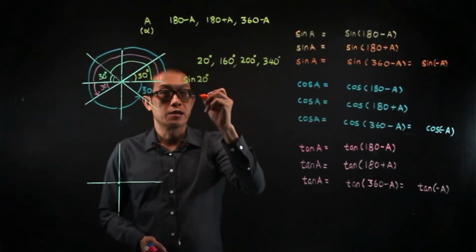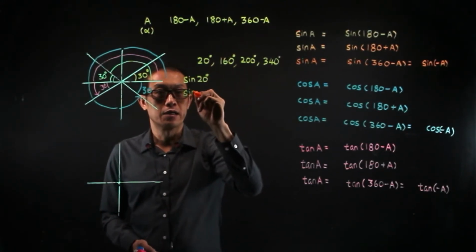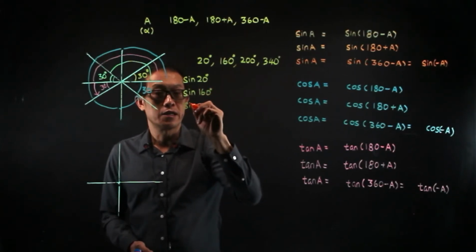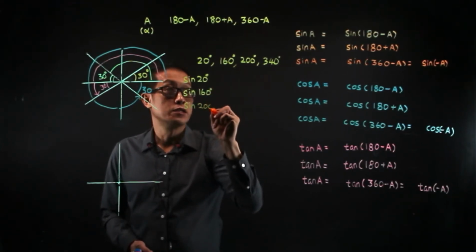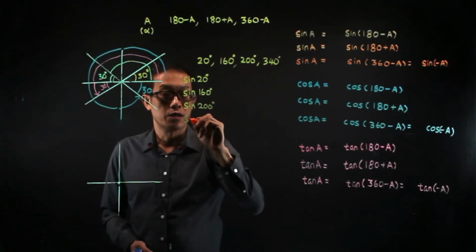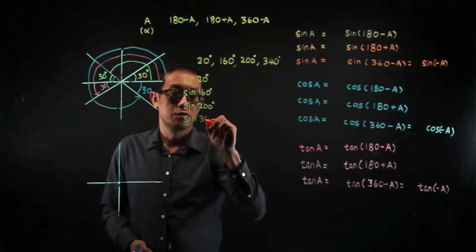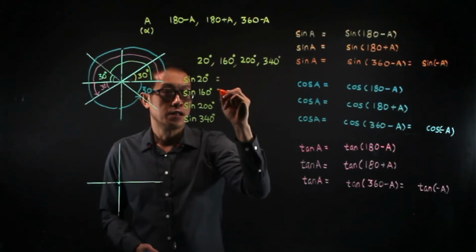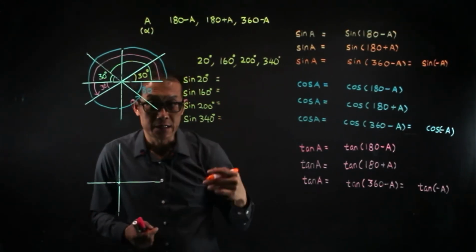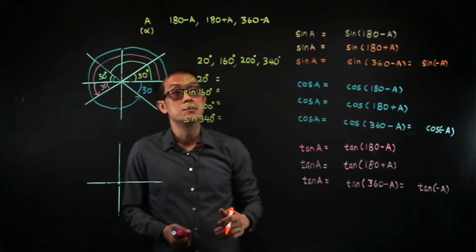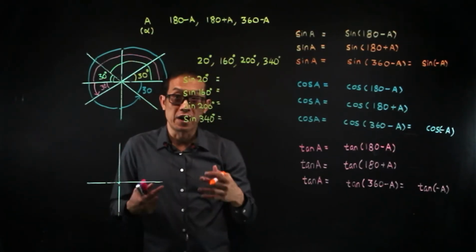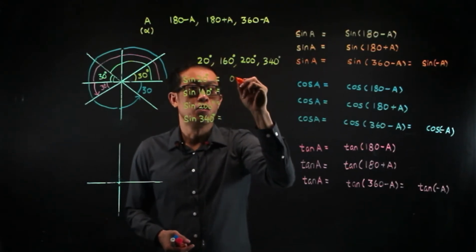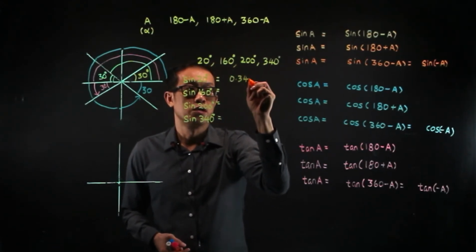And then you sine, same thing, you sine all this angle. Okay? And then you have sine 200. And then you have sine 340. Okay? Now let's press the calculator and see what value it gives us. I already pressed, so I already know, not that I memorized it. Okay, so this is 0.342.